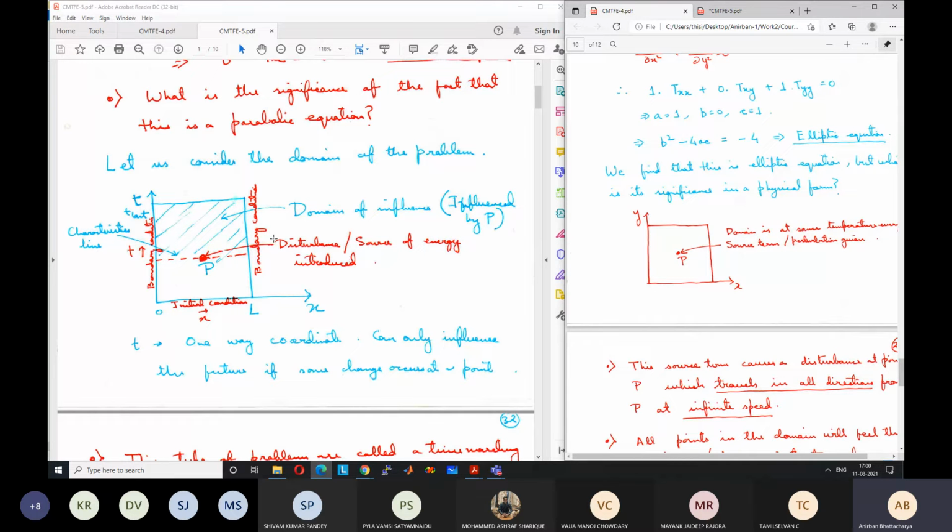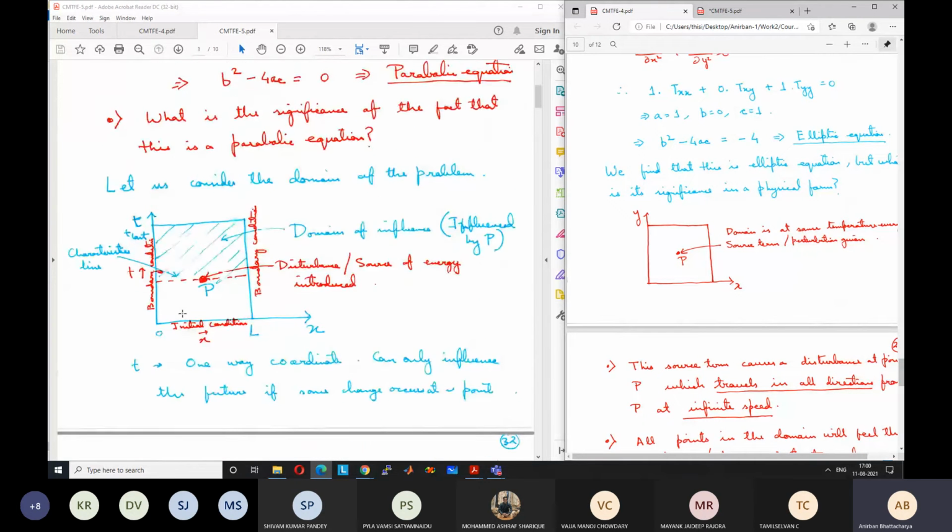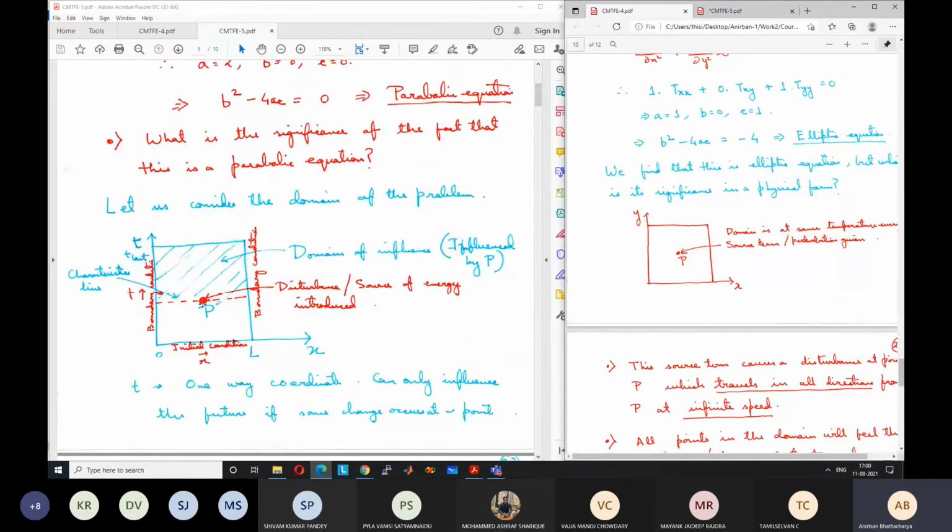Another concept here is that I have already defined what the domain of influence is. Okay, there is another term called domain of dependence. It will be clear in the next example, but here let me just explain. So this point P, the value at this point P.